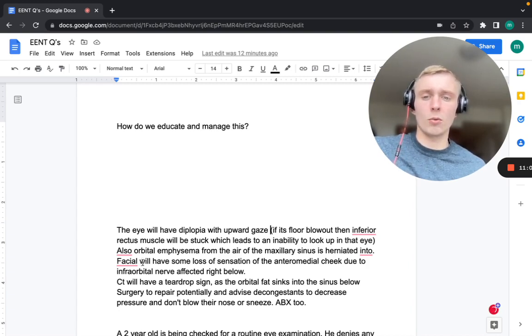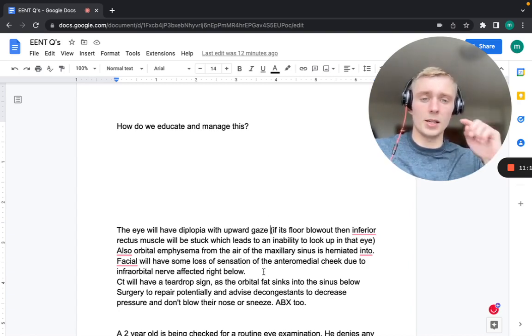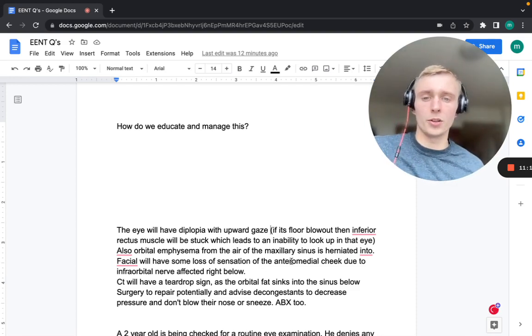The facial area will have loss of sensation of the anterior medial cheek due to infraorbital nerve affected right below. So a nerve's obviously going to be affected right below, so we're going to have a loss potentially of sensation around the cheek there in the front.